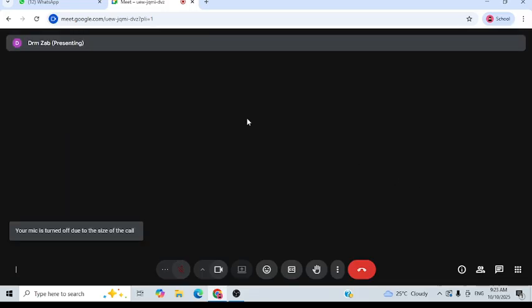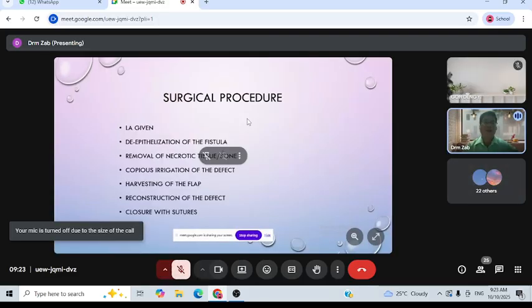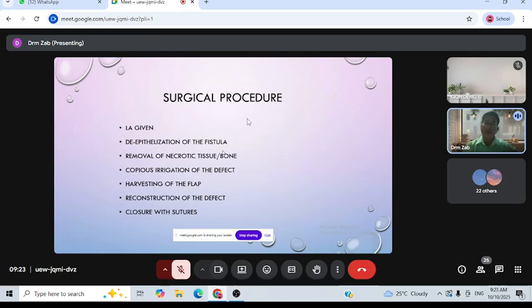Palatal rotational flap or buccal pad of fat. Your choice depends on the principle that I have mentioned just now: location of the defect and size of the defect. Those things need to be considered, and then reconstruction of the defect. Then use proper suture to close the defect.